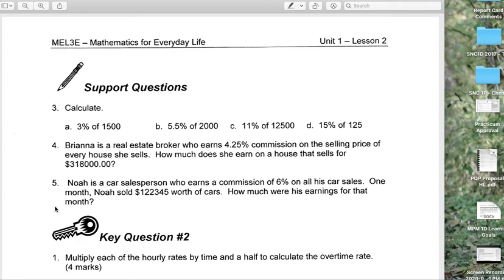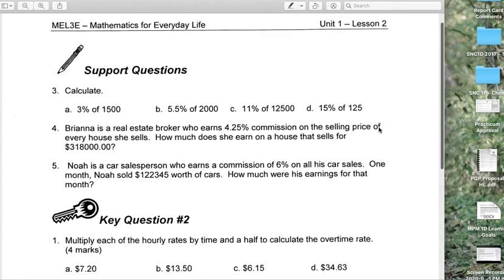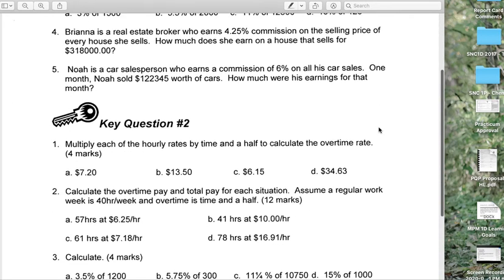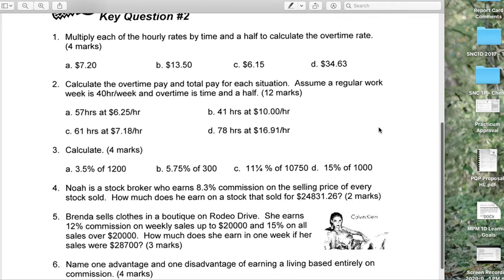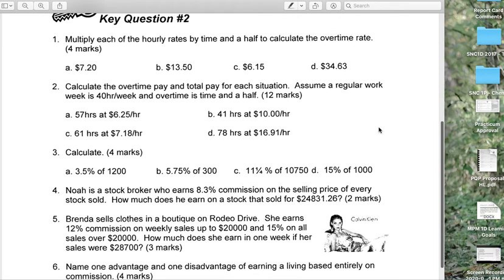So some support questions here with percents and commissions that you guys can give a try if you want. But for this lesson, the key questions here are what's important. So there are 6 questions. Again, the marks per question are listed just at the end of the question. So if you guys want to work on those and hand them in when you're completed by messaging me through Edsby, send me a screenshot, or you can send me your work through email. Either way is good.